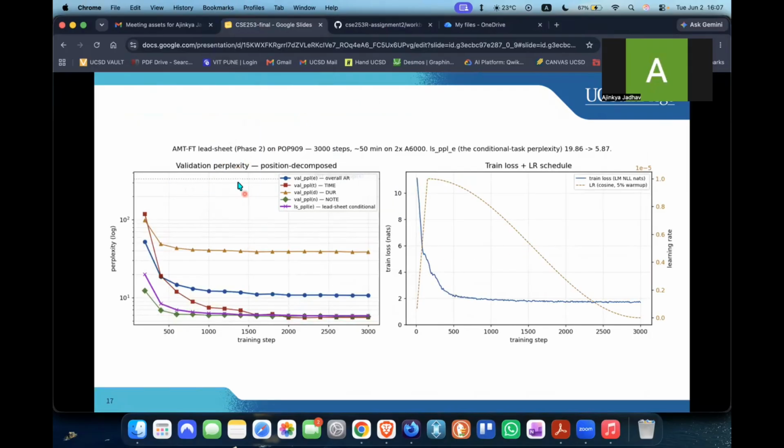This is a graph which shows the validation perplexity versus the training steps, tuned on the overall AR, time, duration, note, and the lead sheet conditional model. This is the training loss versus the LR schedule, which is the train loss versus the training step from the model that we had built.